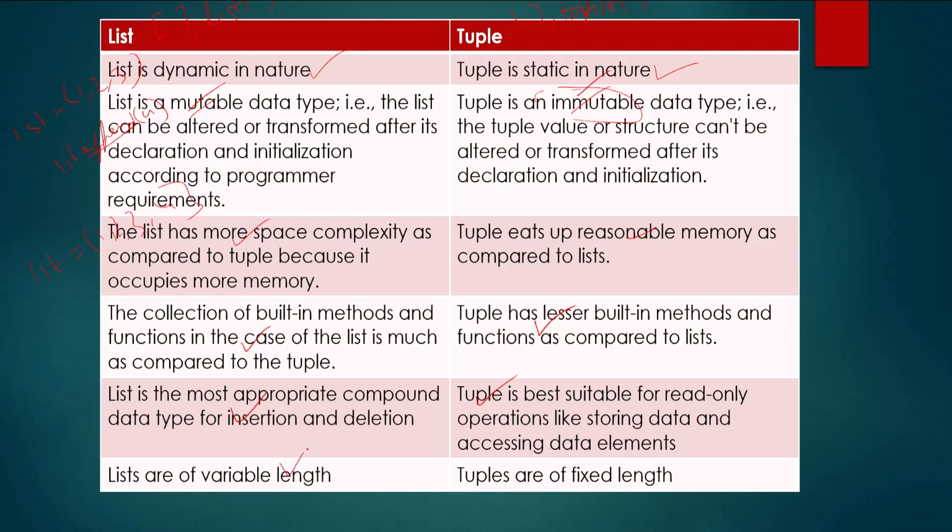Lists are variable length, so you can increase or decrease them in the middle of the execution. But tuples are fixed length. Once it is declared, its elements cannot be altered, removed or added. These are the few differences between list and tuple.